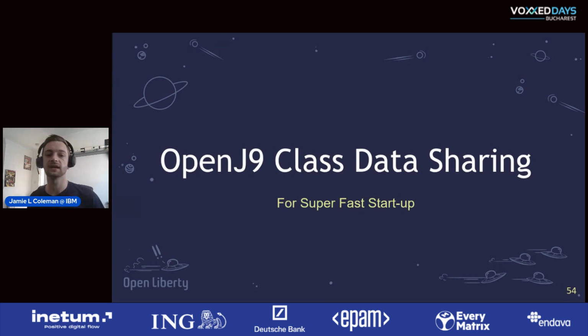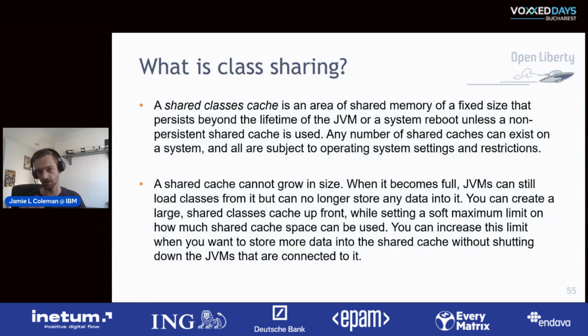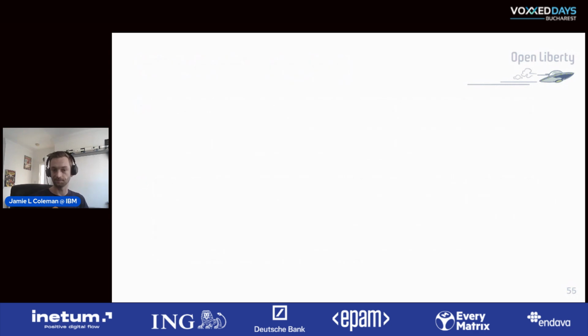So OpenJ9 class data sharing, and this basically enables you to start up your applications a lot quicker. So what is this? Essentially, it's a shared bit of memory of a fixed size that persists beyond the lifetime of a JVM and a reboot. So you can create as many as you want. You just give them a different name when you create their shared class cache. So this is just a JVM option we pass in. It can't grow in size, so it is a fixed size, but you can change the size of it if you want. And it's limited generally by the underlying operating system.